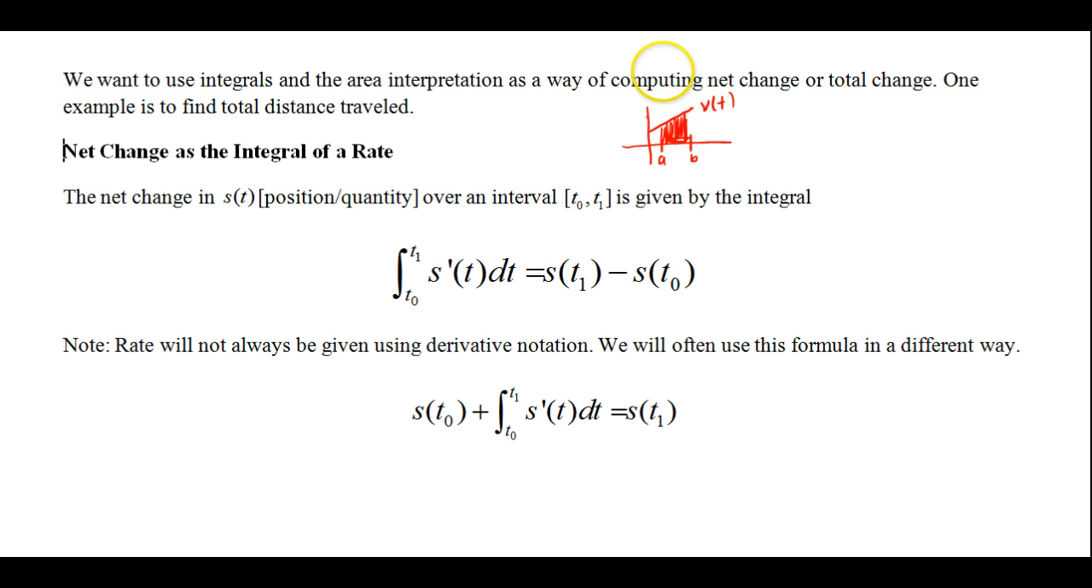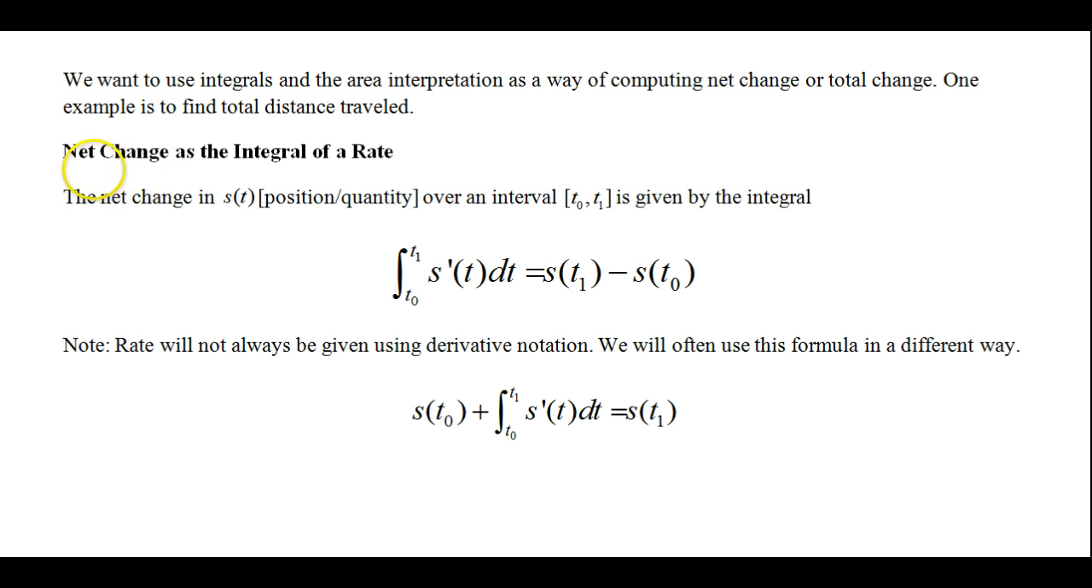So we're going to end up going back to that idea, and we're going to explore taking the integral of different rates in general. So velocity is an example of a rate, but we're going to look at rates in other contexts and solve multiple application problems. So we want to use integrals and the area interpretation as a way of computing net change or total change. So one example is to find total distance traveled. And again, that was the example we led this whole chapter off with.